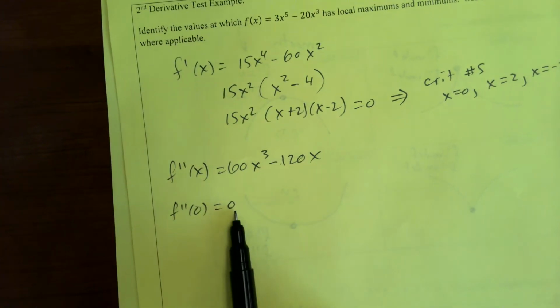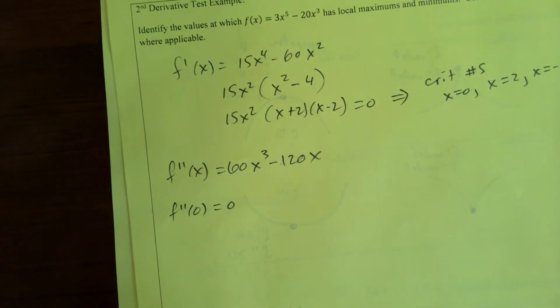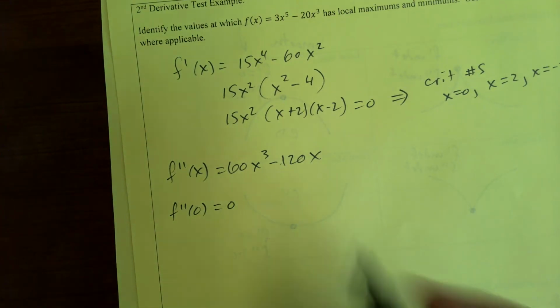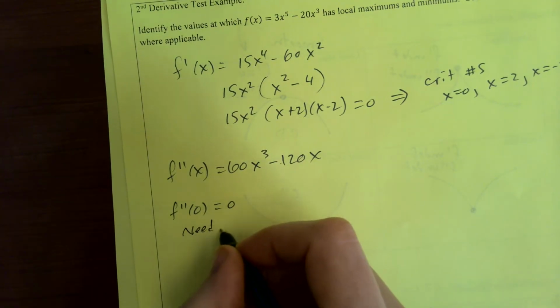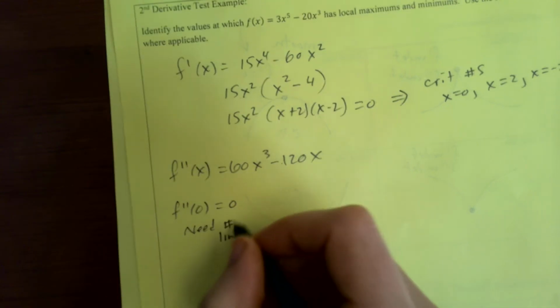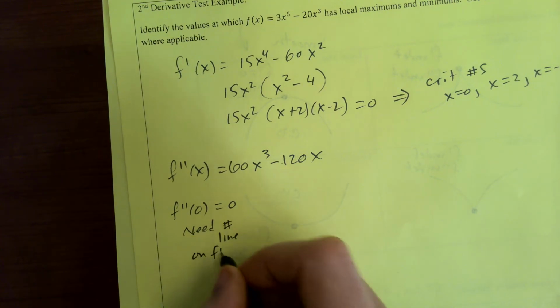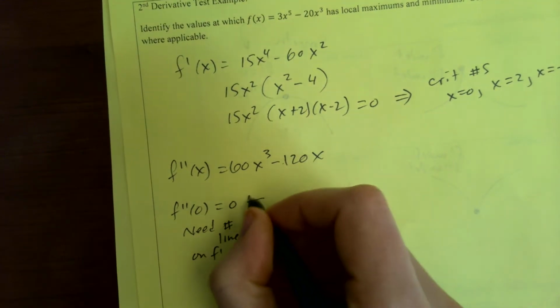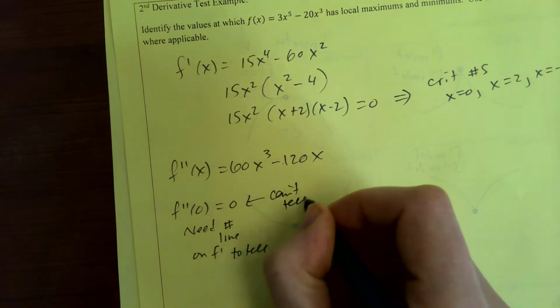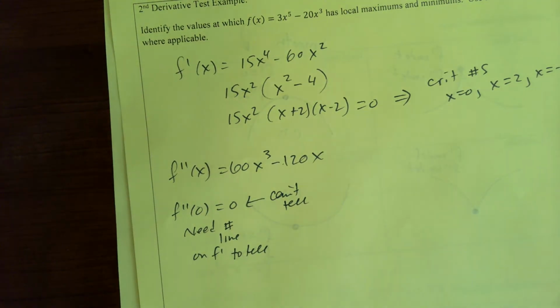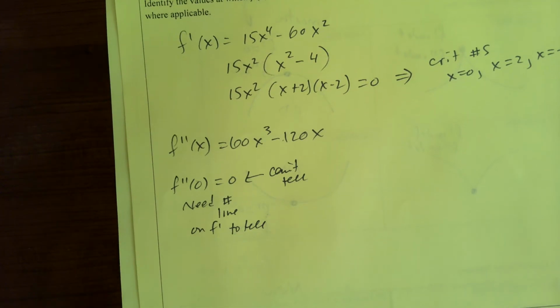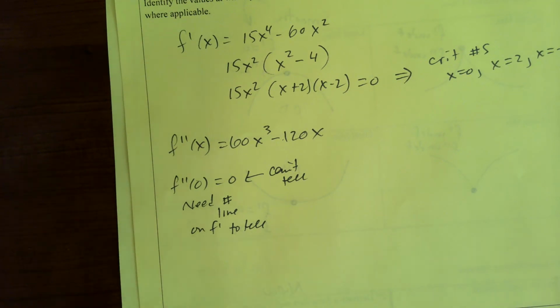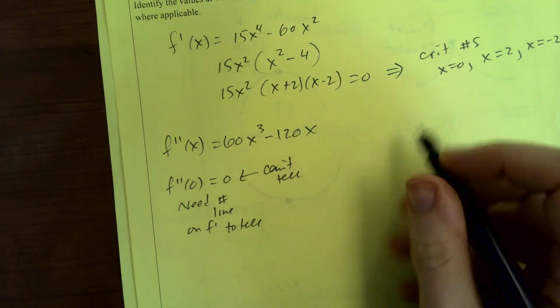So guys, this is only going to work if you get a positive or negative value for f double prime. So for this, we need the number line on f prime to tell. The second derivative test can't tell us anything here about x equals 0 because when you plugged it into the second derivative, 0 came out. So you can't say anything about the concavity of f unless f double prime is positive or negative. Okay, so I'll come back to that one later.